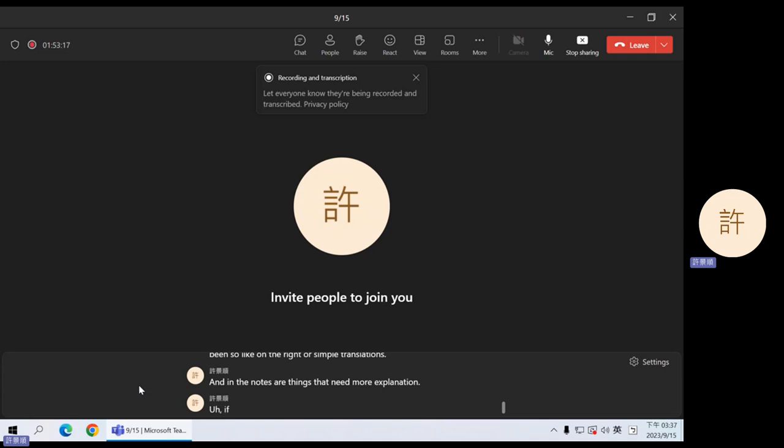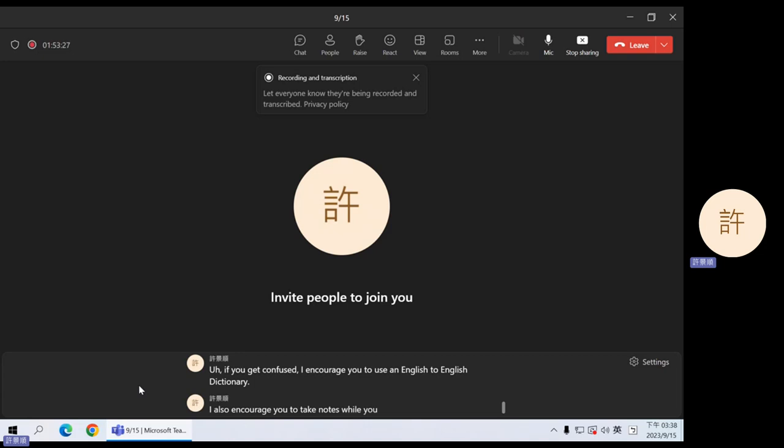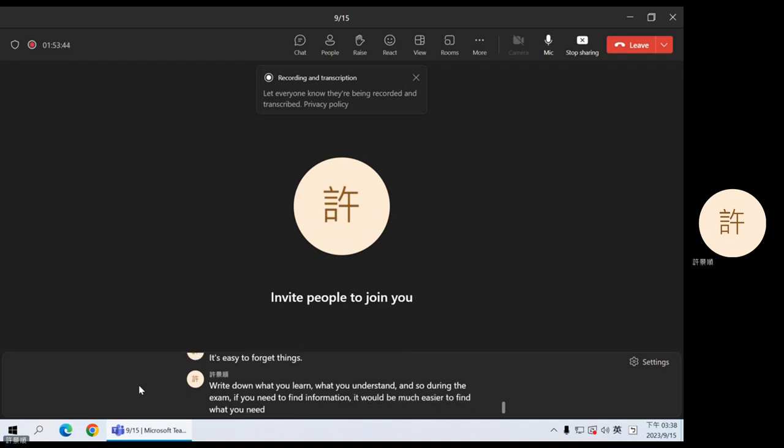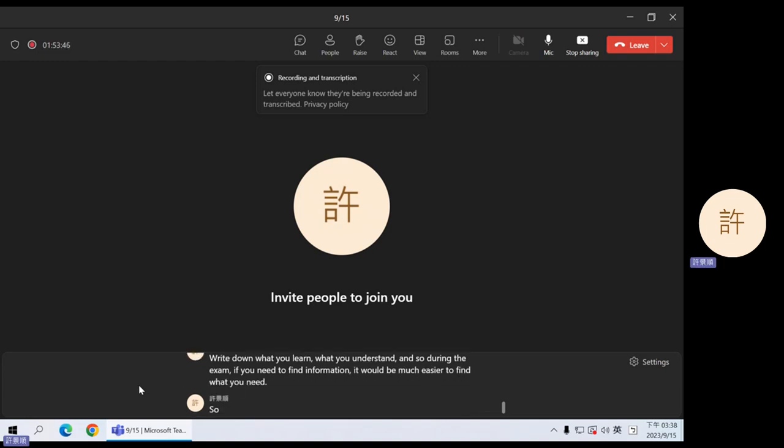If you get confused, I encourage you to use an English to English dictionary. I also encourage you to take notes while you read. It's easy to forget things. Write down what you learn, what you understand. And so during the exam, if you need to find information, it would be much easier to find what you need. So read these 5.